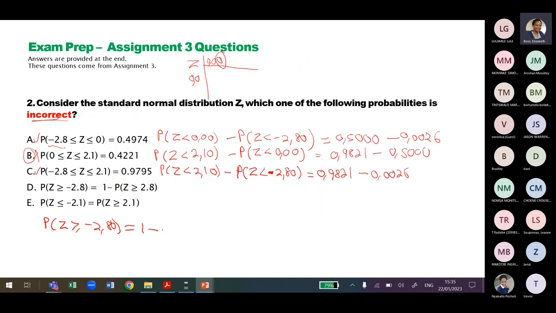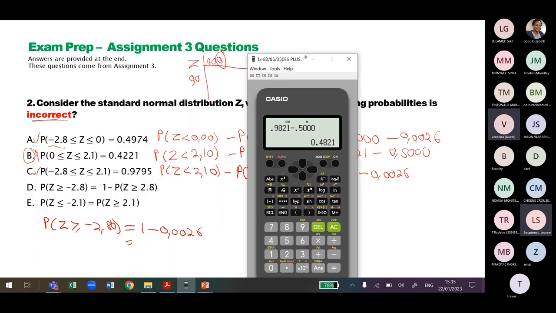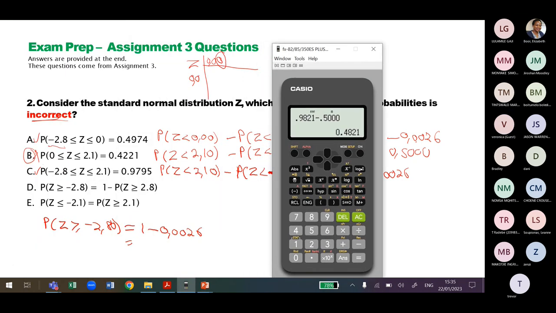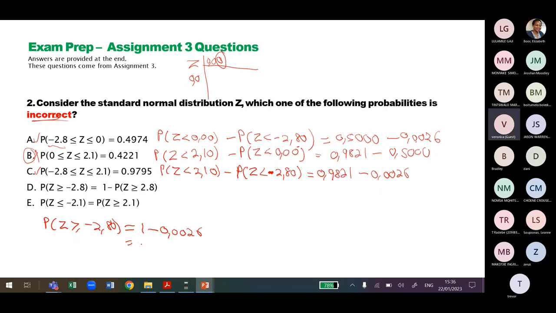So we do that. 1 minus the table value, and the table value of minus 2.80. What is the table value for minus 2.80? It was 0.0026, because that's the value that we've been getting all along. And the answer here is 1 minus that. What does it give you? 1 minus 0.0026 is equals to 0.9974. That is this part.